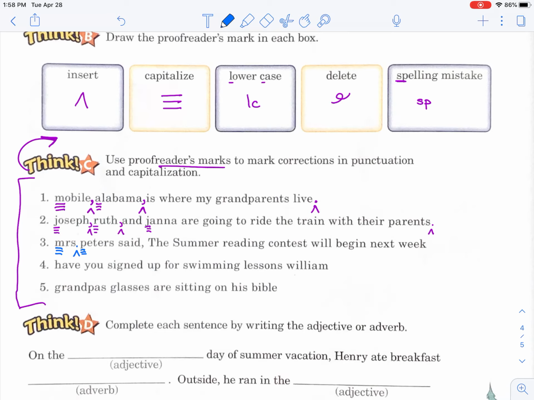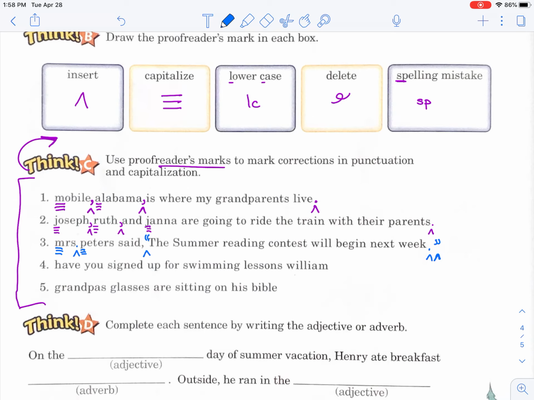Mrs. Peters said. This is a direct quote. So what does a direct quote need? Quotation marks. Okay, let's see where that ends. The summer reading contest will begin next week. Now, the quote goes all the way at the end. Now, before I write anything, there's two things that are going to go in here. One is the end punctuation and one is the quotation mark. Remember, the end punctuation gets tucked in to your quotes. It stays nice and cozy on the inside. And then the quotations go on the outside. Make sure you got those in the right order.